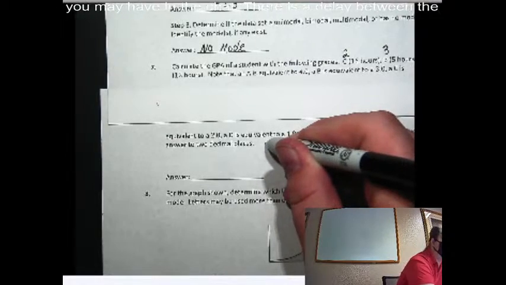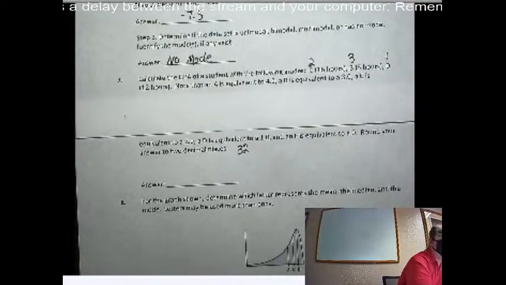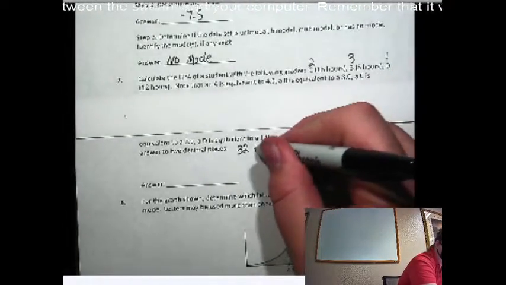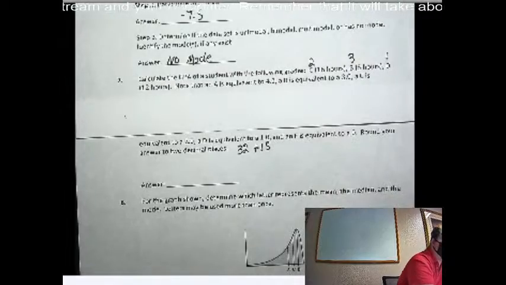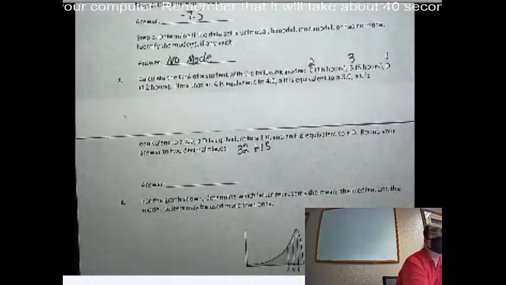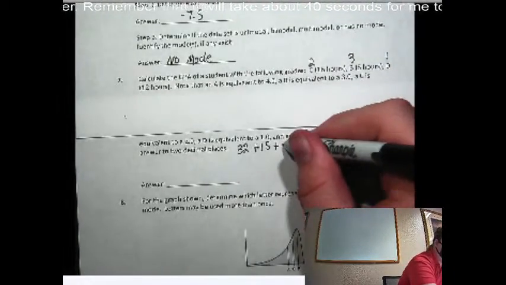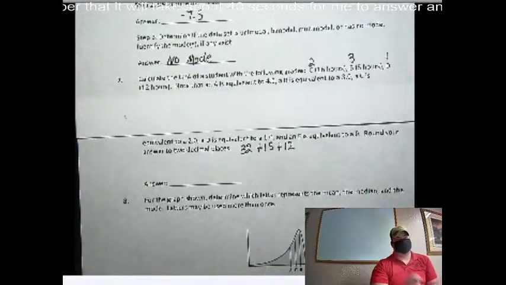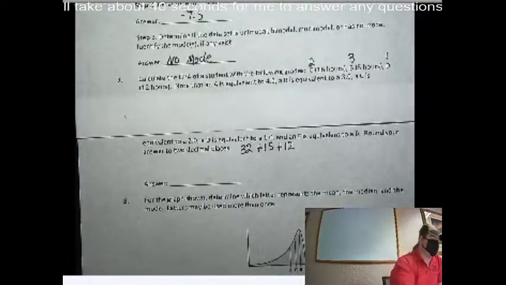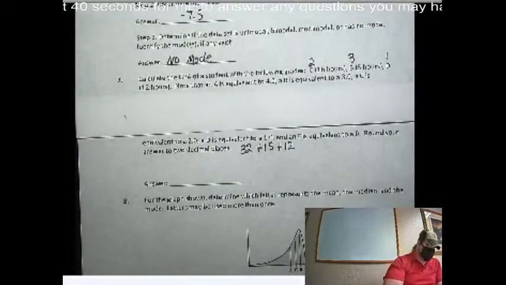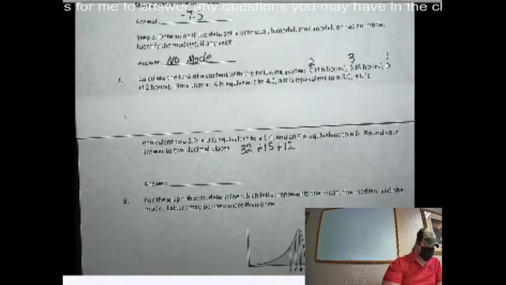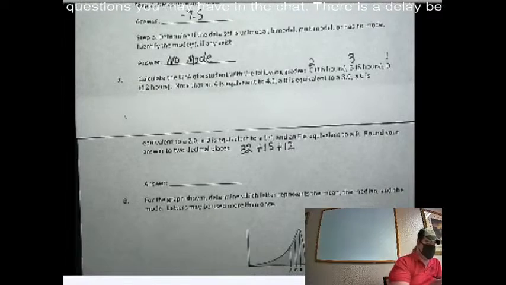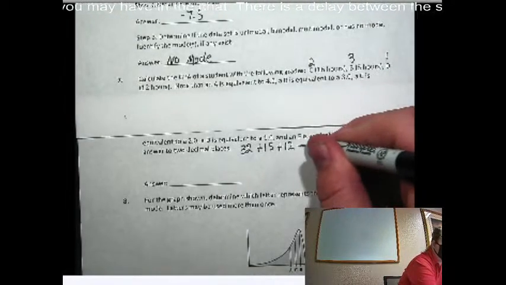If you know computers, it's 32. Okay. 3 times 5? 15. There we go. And 1 times 12? Yeah. And now we add them together. Okay. So let's see. 32 plus 15 plus 12 gets us 59.